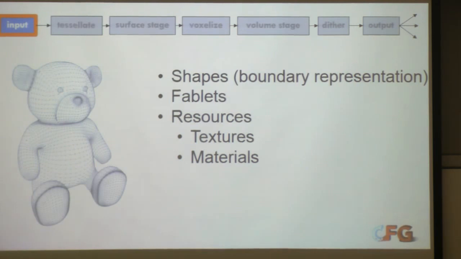So we start with an input, and in our case, the input are shapes, also boundary representations, for example, standard meshes. We also provide Fablets. Fablets are little programs that allow you to specify the surface detail, and they also allow you to specify the volumetric material composition. We also specify resources in terms of textures and materials that we are going to use.